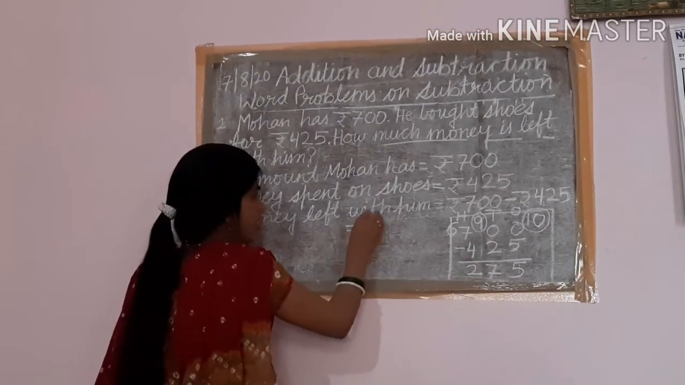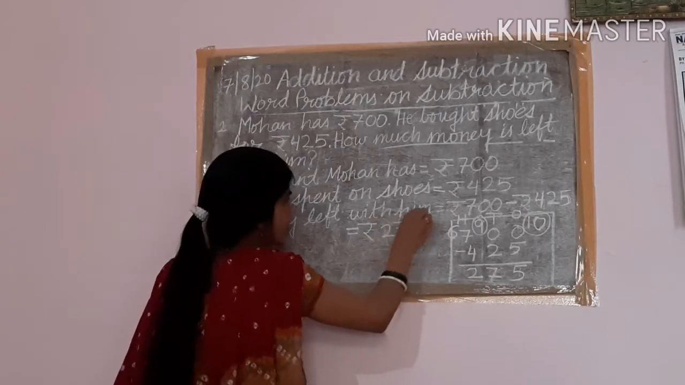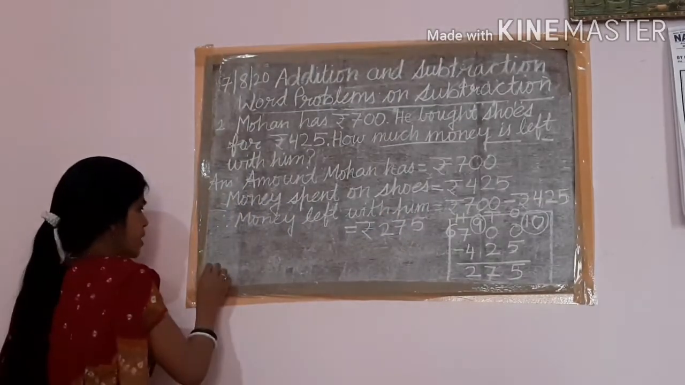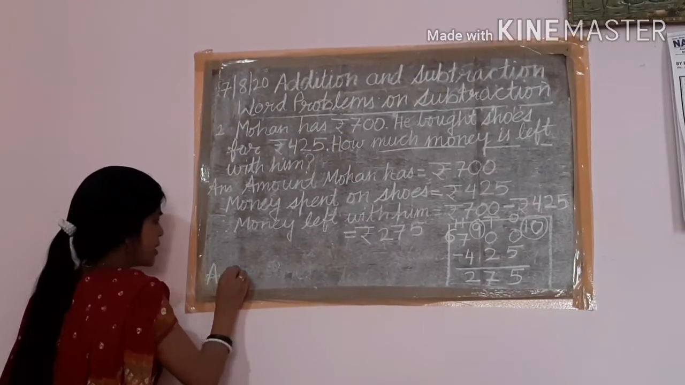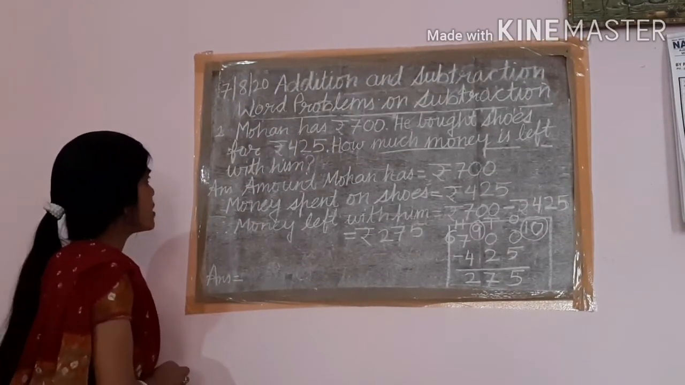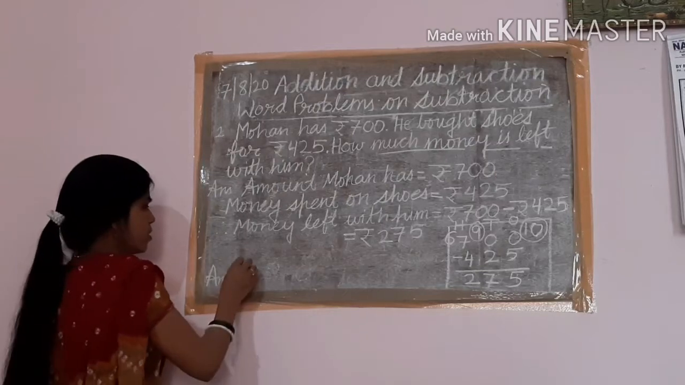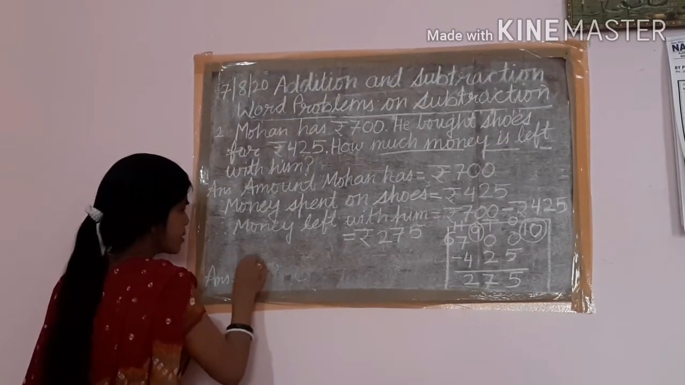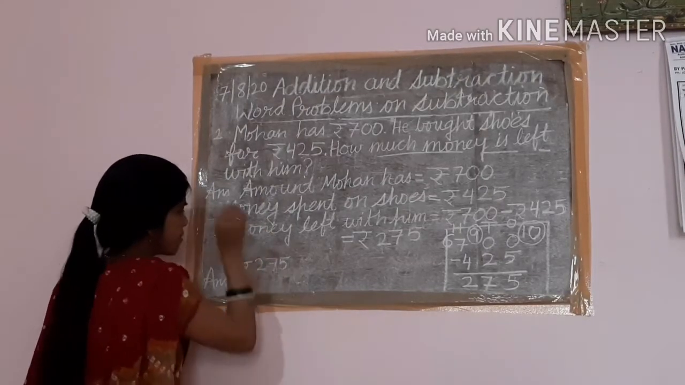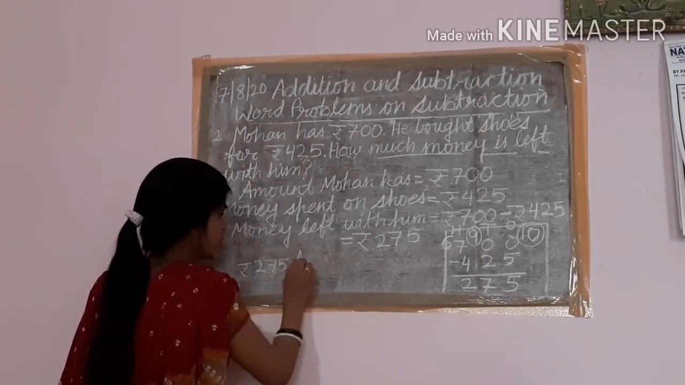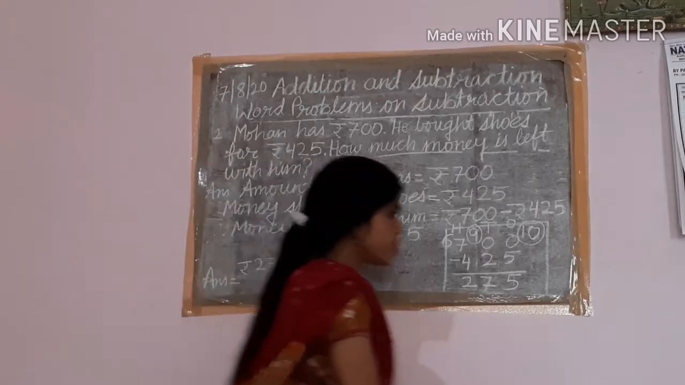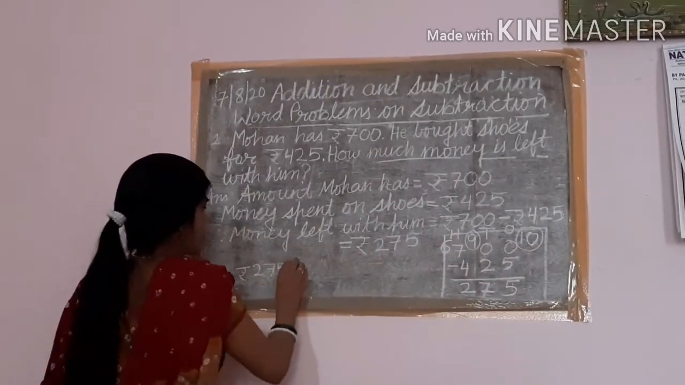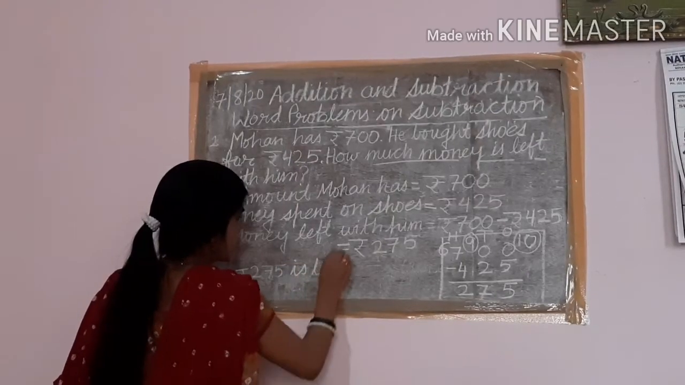275. So I am writing here 275, but one thing is still missing. We have to write the final statement. Answer. Asking how much money is left with him. So, rupees 275 is left with Mohan.